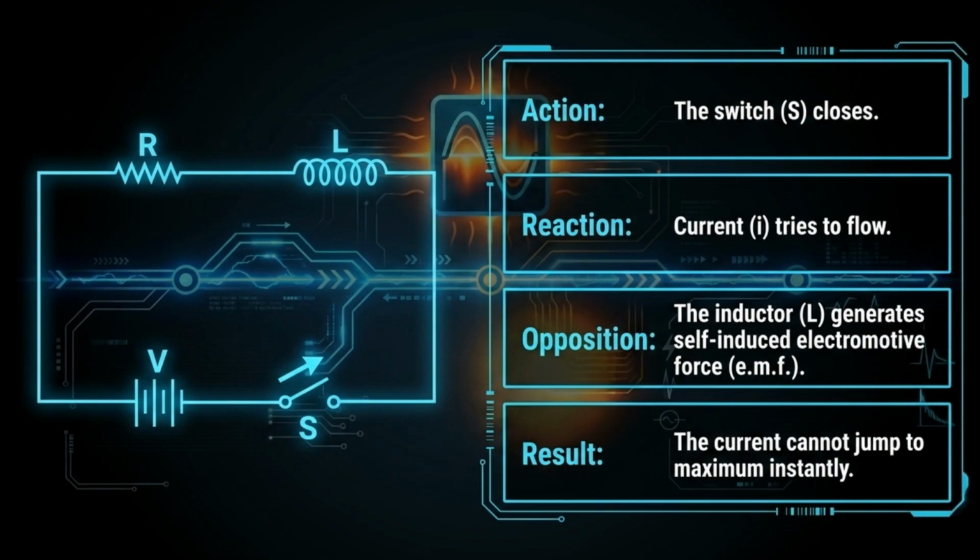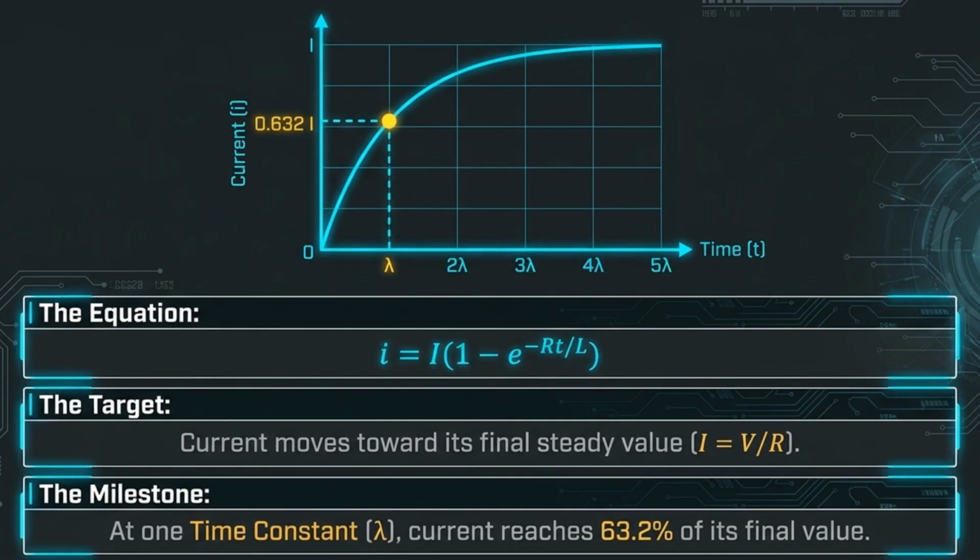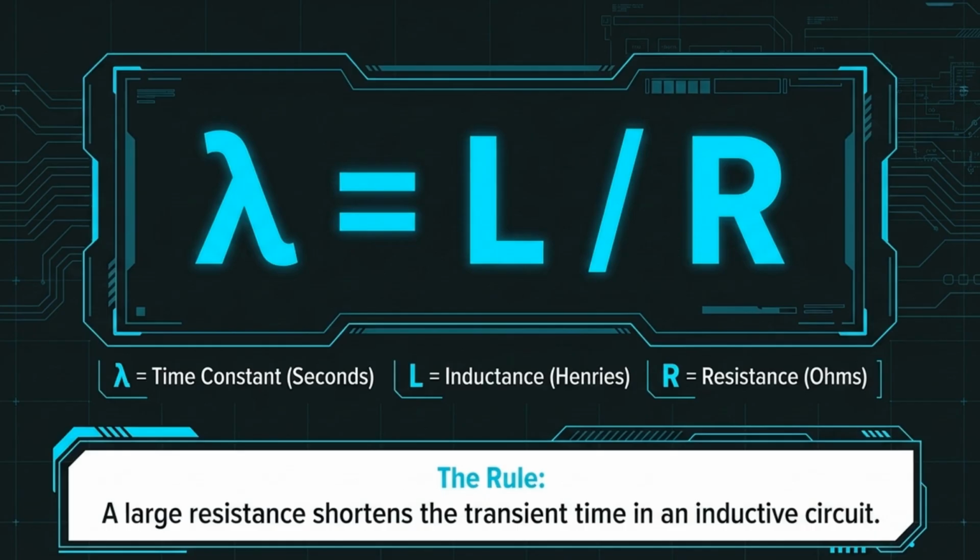When the switch closes, the inductor opposes the change in current. It generates a self-induced electromotive force, meaning the current cannot jump to its maximum value instantaneously. This graph illustrates the current buildup. The milestone is reached at one-time constant, where the current hits approximately 63.2% of its final steady-state value. The time constant, represented by lambda, is calculated as inductance divided by resistance. A larger resistance will shorten the transient time in an inductive circuit.